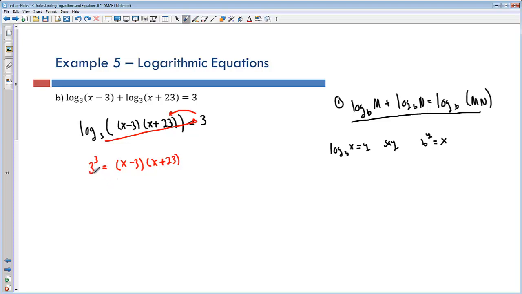And so 3 cubed, of course, is 27. 3 times 3 times 3. So that's equal to 27. And on this side, we're going to multiply out. So we have x times this and x times that. So it's going to be x squared, and you have plus 23x. But then you're going to take away a 3x, so you just get plus 20x. And then a negative 3 times 23 is a negative 69.